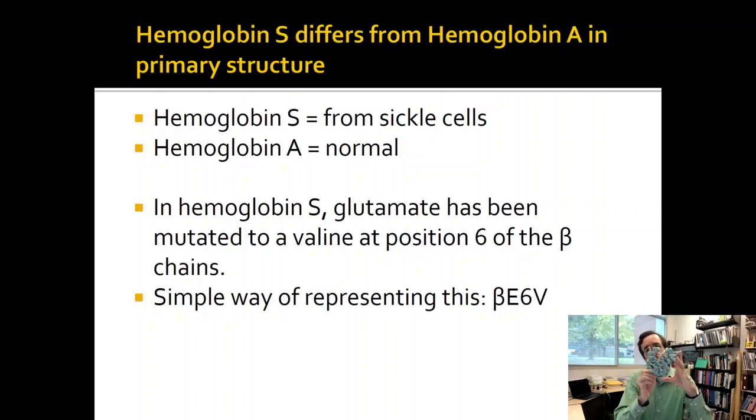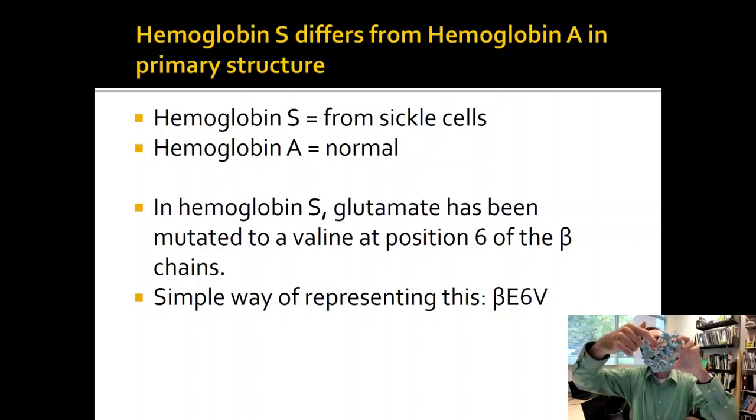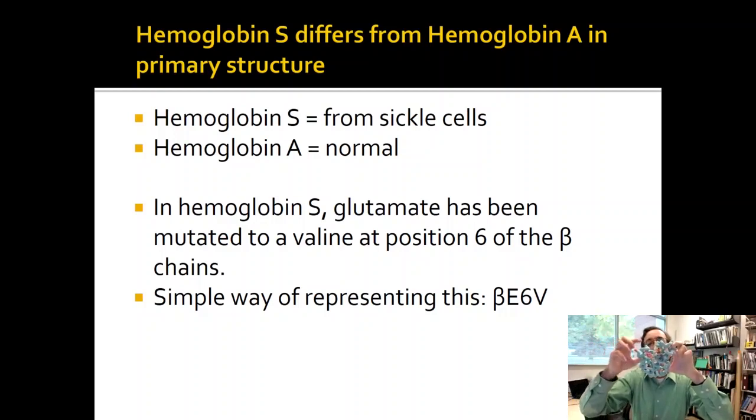This is the beta chain of hemoglobin. And you can see there's the heme right here. Here's the two histidines that we talked about that sandwich the heme. And this also has the mutation for sickle cell. But to show it to you, I have to turn it around.